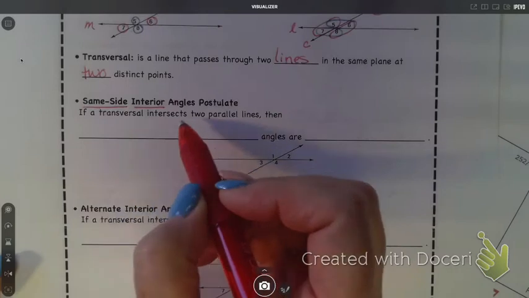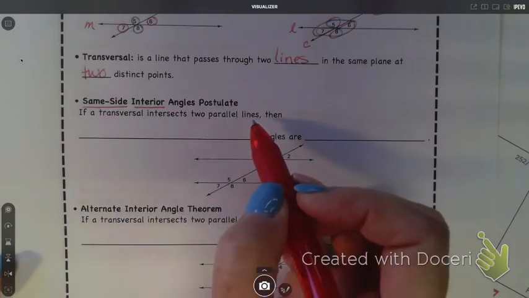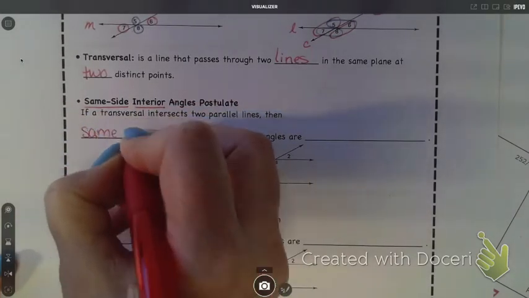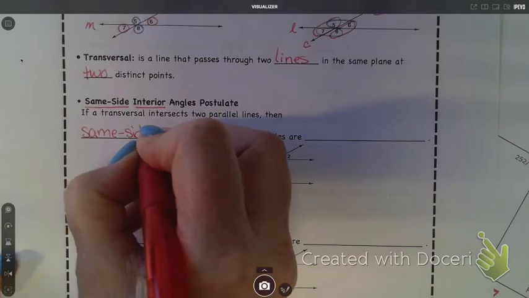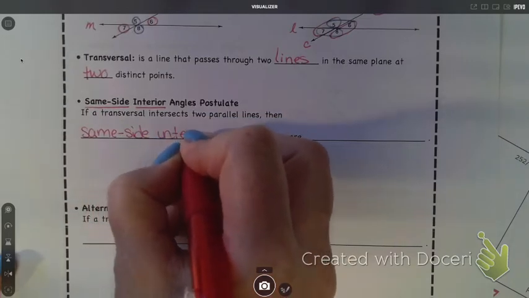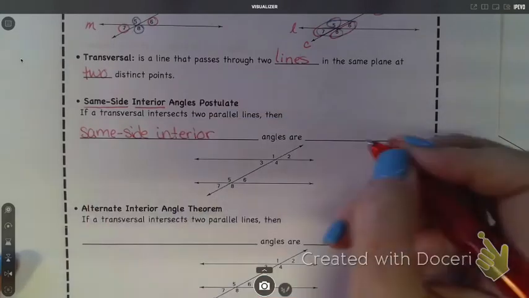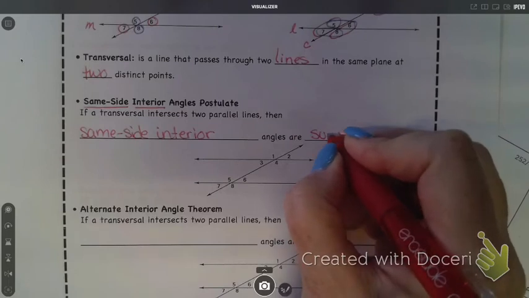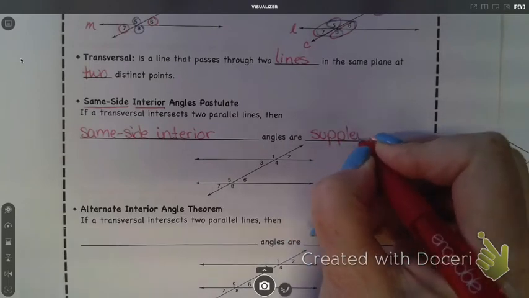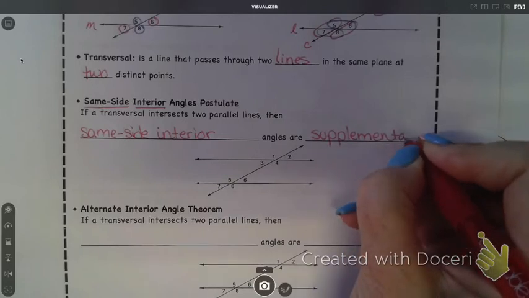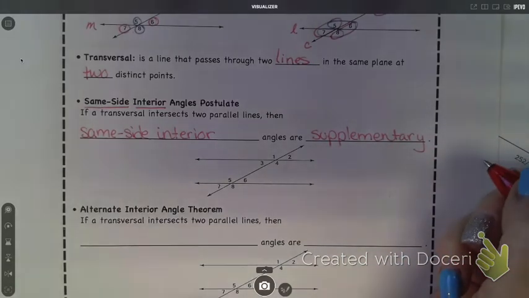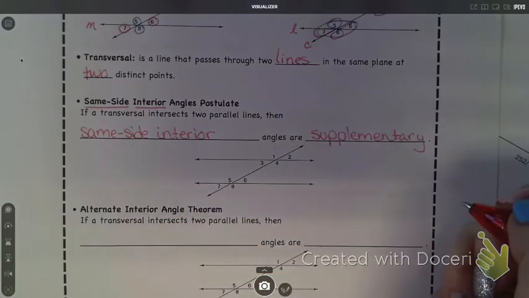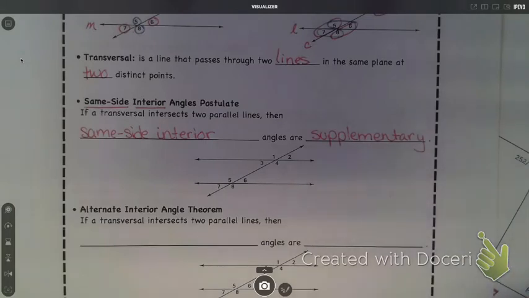If a transversal intersects 2 parallel lines, then same side interior angles are supplementary. And again, supplementary is a sum of what? 180. So, 2 and 4.